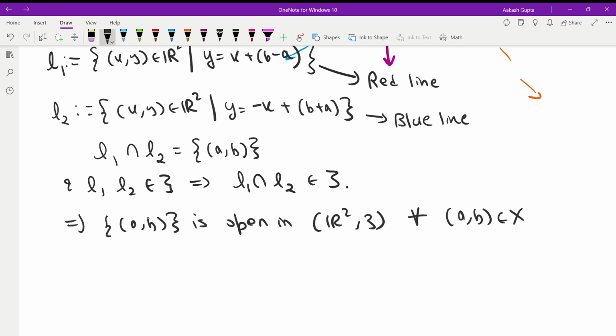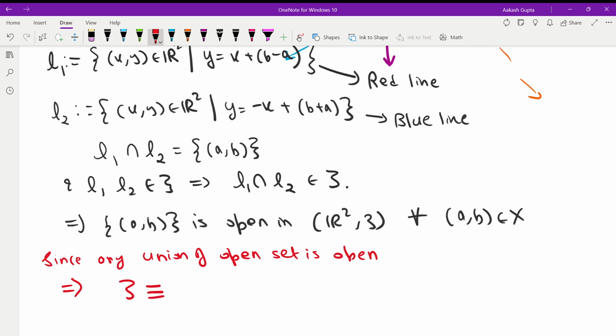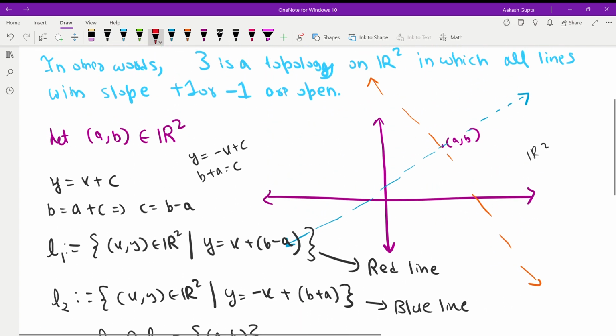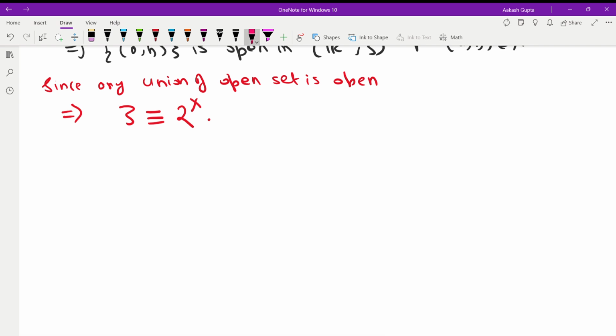So from here, since any union of open sets is open, what you will get is that this tau is nothing but 2 to the power X. It's a discrete topology. What kind of topology do we have? Discrete topology. So what is the lesson here? Let me tell you. So what is the observation?